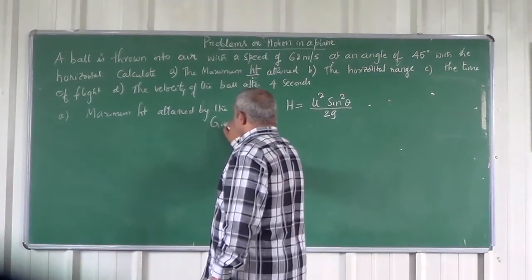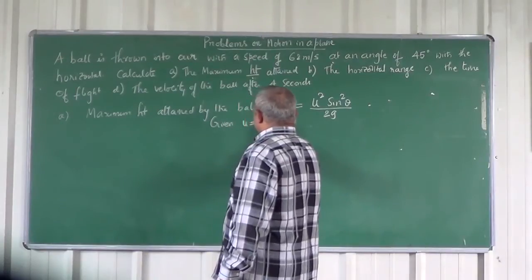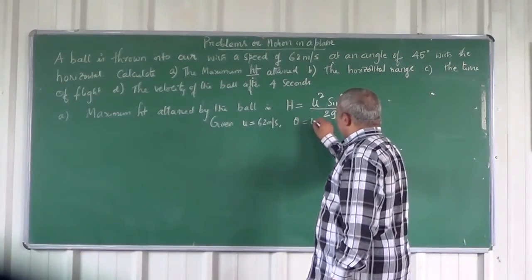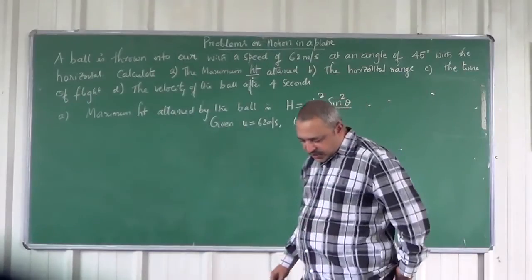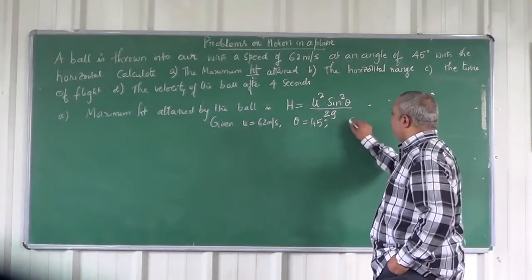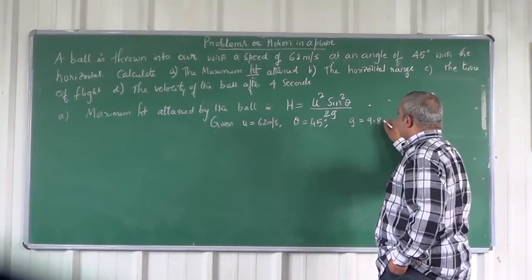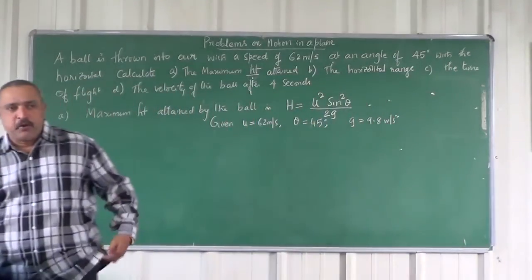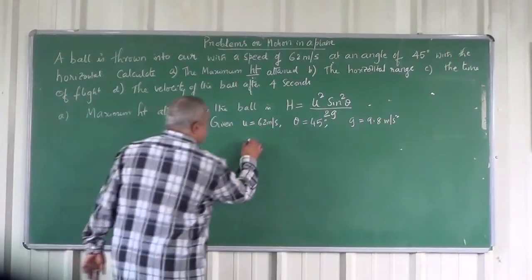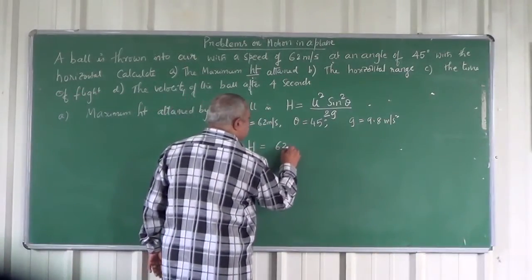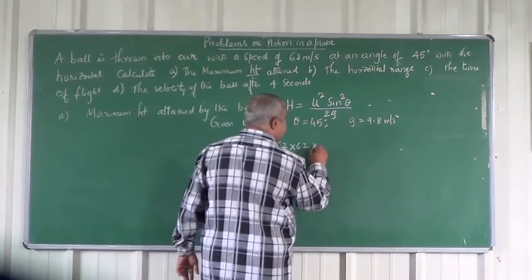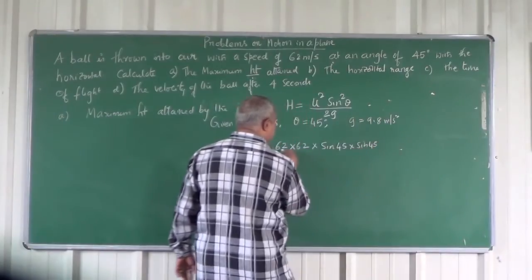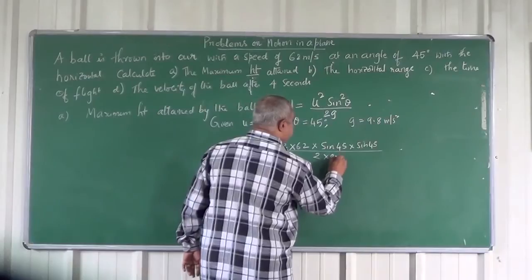Now, given u equals 62 meters per second and theta is 45 degree and g value we take it as 9.8. It is understood to take g as 9.8 meter per second square. So directly substitute these values in this formula. H equals u square, that is 62 into 62 into sin 45 into sin 45 divided by 2 into 9.8.